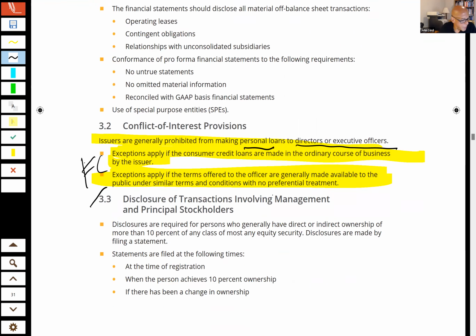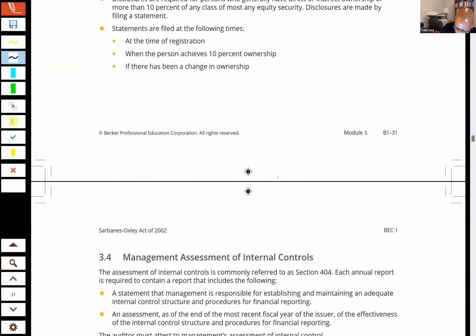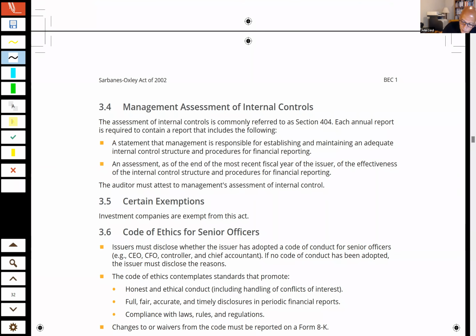Come over to management assessment of the internal control. This is under section 404. Sometimes I hear folks say under section 404 of Sarbanes-Oxley, and then they start listing everything under Sarbanes-Oxley, even if it's in a different title. Section 404 just relates to internal control reporting.